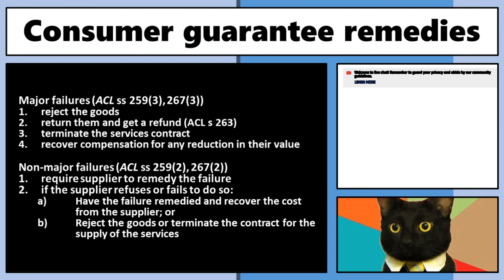So just know that they separate that into two. Major failure: if it's a big one, you get the opportunity to send the stuff back. Whereas if it's something that can be remedied, the seller does get the opportunity to do that. So don't think that, even as a consumer, you have an automatic right to refund goods. You actually don't. It has to be a major failure in those particular goods.